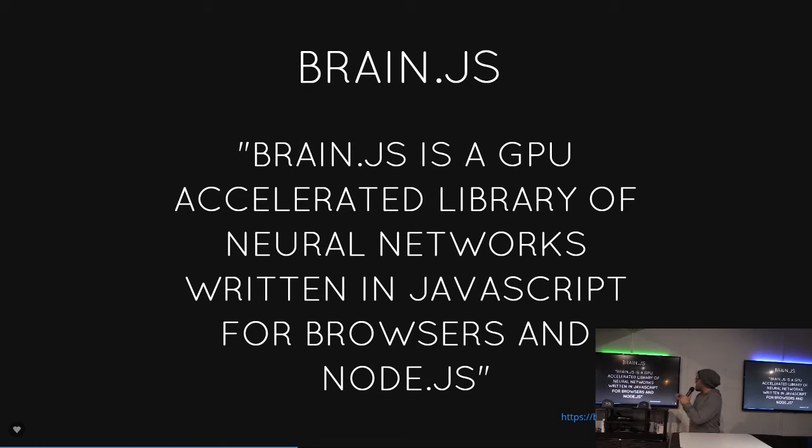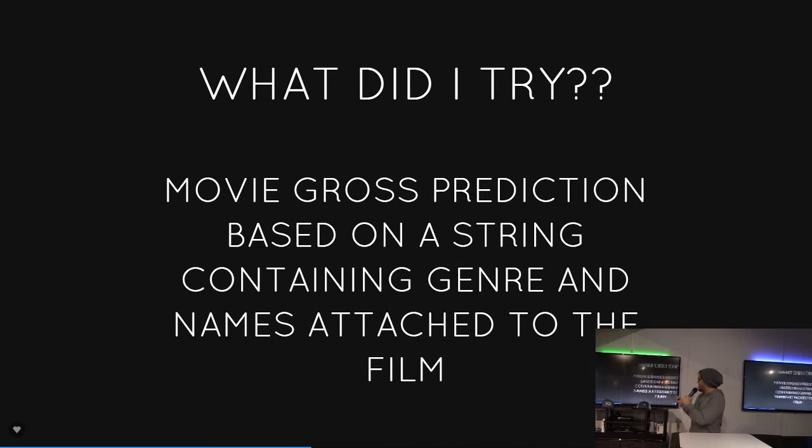So what did I do? First off, Brain.js is a GPU-accelerated library of neural networks written in JavaScript for browsers with Node.js. I was pretty skeptical about the browser part, so I didn't try the browser part. I only did the Node.js. And so, what did I try? A movie gross prediction based on a string containing a genre and names attached to the film.